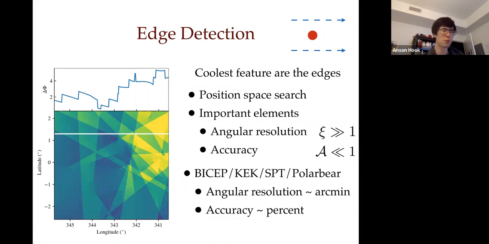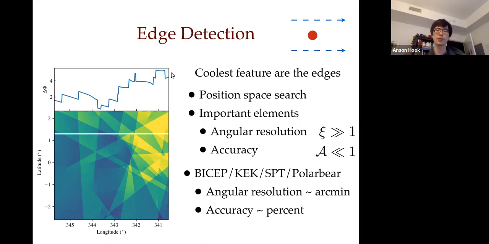I guess Curly will talk more about edge detection, but just very briefly. It's what I think is one of the cool features, because it's this position-based search. What we did here was we just took a line through the polarization rotation map. And you can see that every time you cross a string here, it jumps. We normalized the jump to be 1. And you can see that it's just jumping along.